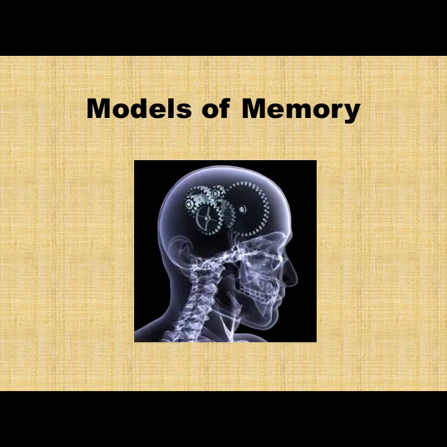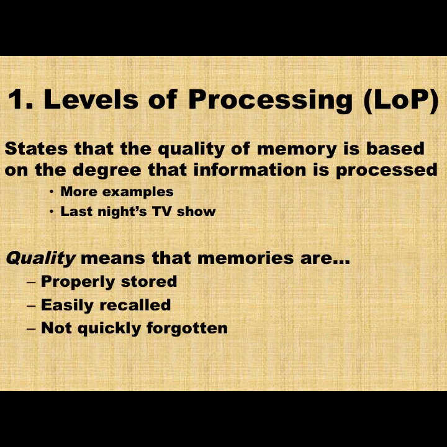Okay, moving on. So, now we're on the specific models of memory that psychologists currently have come up with. So, for the first one, we have the levels of processing model, which is also abbreviated to LOP. This states that the quality of memory is based on the degree that information is processed. So, to explain, if you do more math problems, you get more chance to think about that idea and think and think and think. So you process it more and more, and then you'll be able to recall that memory easier because it is better stored.